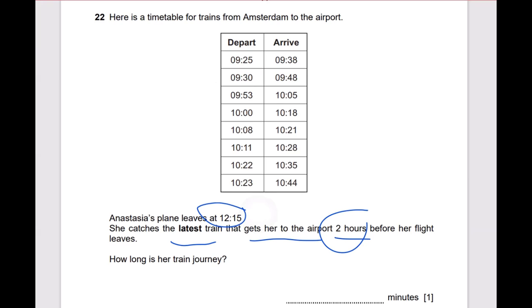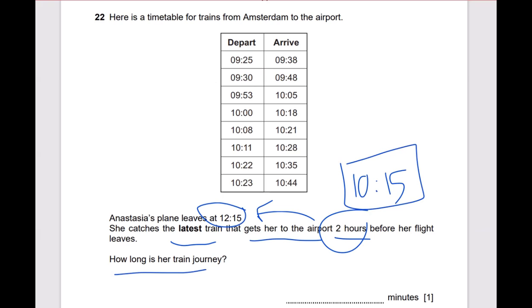Okay, so 2 hours before 12:15 is 10:15. So she reached the airport at 10:15. Now, how long is her train journey? She arrived at 10:15 from Amsterdam to the airport. So 10:15, here we go. 10:15 will be this one.